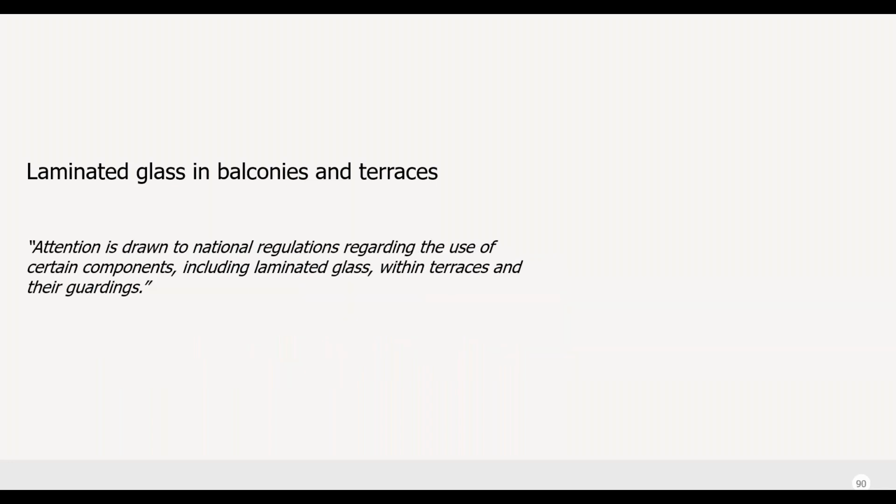It does go on to note that attention is drawn to national regulations regarding the use of certain components, such as laminated glass.